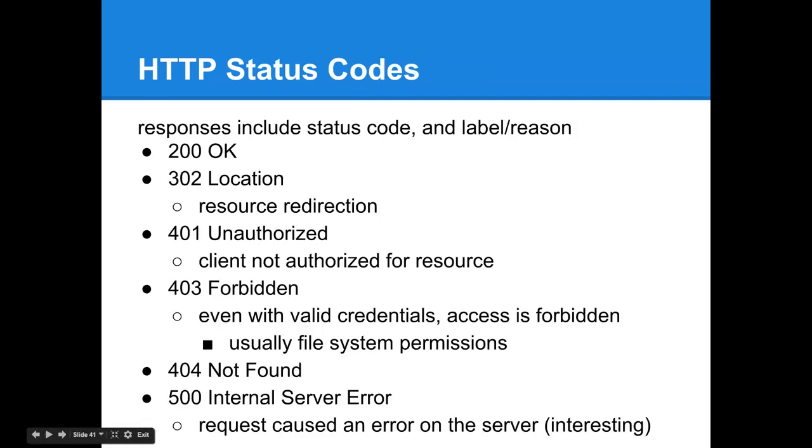Now, the common ones involve 200 for OK, which is usually accompanied by some form of data for the web page. 302 means the location has moved and it's going to be redirecting your browser to it. 401 means unauthorized. The client is not authorized for that resource. 403 is forbidden. That means even with valid credentials, permissions forbid access to it. Usually it's at the file system level. 404 means that resource does not exist, it's not found, so there's a client error for trying to access it. And 500 means internal server error, and that is perhaps caused by some form of internal component like a database failing.